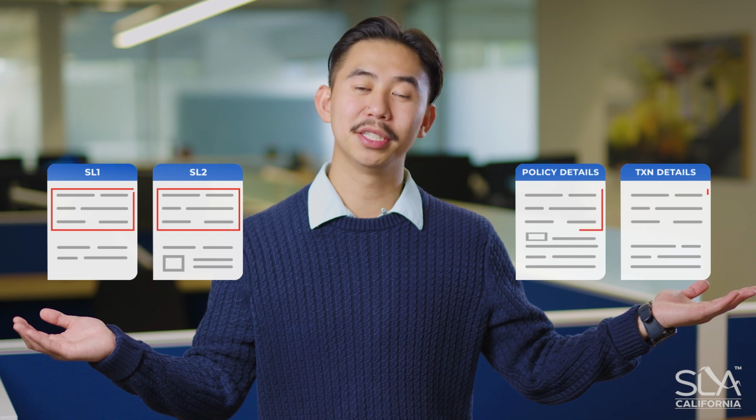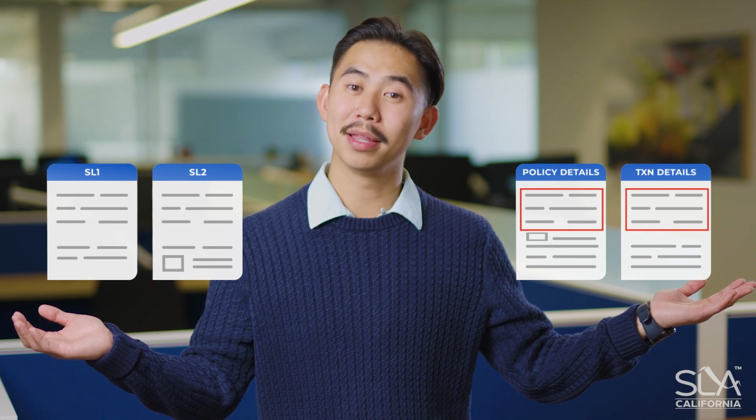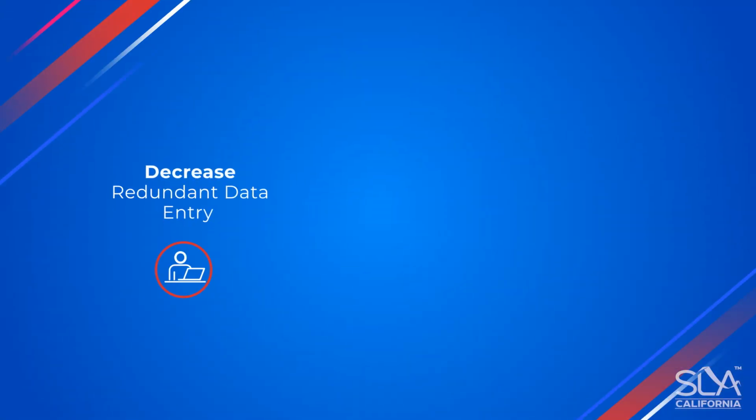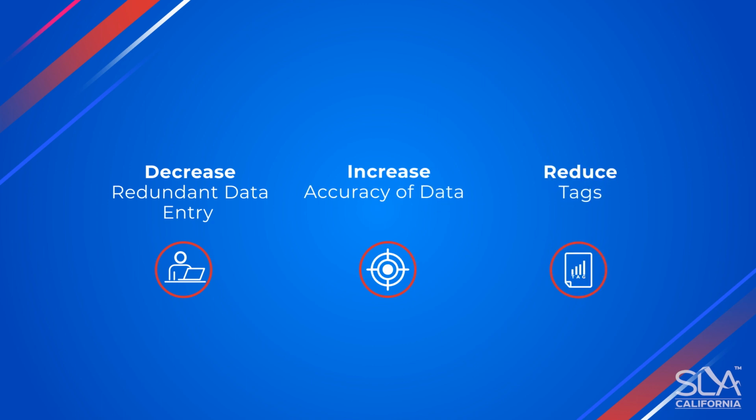The SLA is excited to introduce our updated SLIP entry workflow. In order to improve the SLIP policy submission process, we have changed how we collect policy data. Primarily, we have added fields previously on the SL1 and SL2 forms to the policy and transaction details, and automatically apply that data to the SL forms. The purpose of these changes is to decrease redundant data entry, increase accuracy of data, and reduce tags.